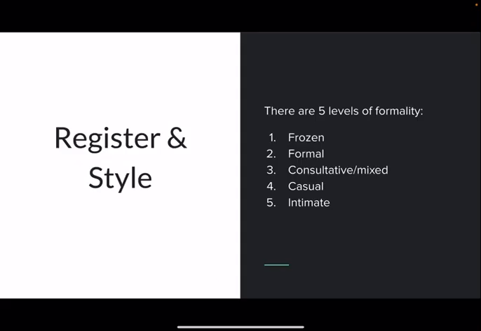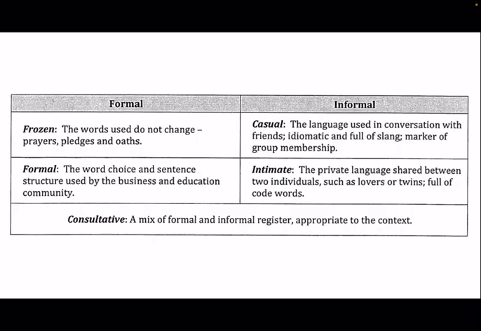Okay, so we're going to go a little bit more into register as a feature of, or something that we discuss in conjunction with, context. So register and style is what we're going to be talking about. There are 5 levels of formality or of register style. So they are frozen, formal, consultative, or we usually call it a mixed register, casual, and intimate. So this would be a good place to pause the video and take down definitions of each of these.